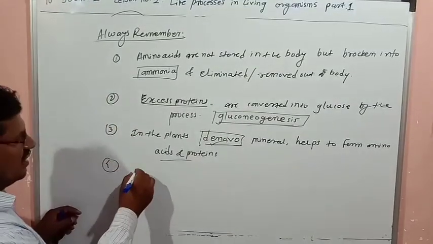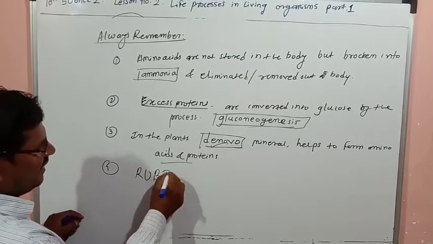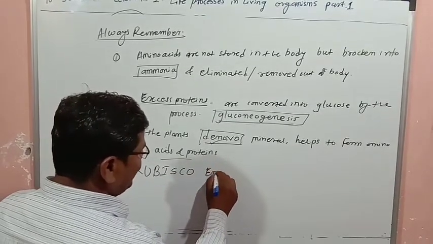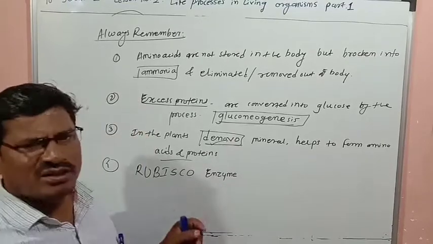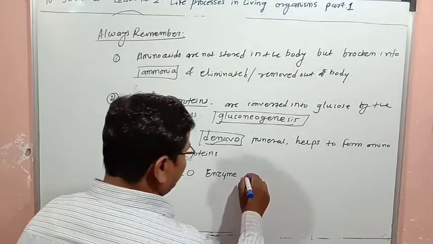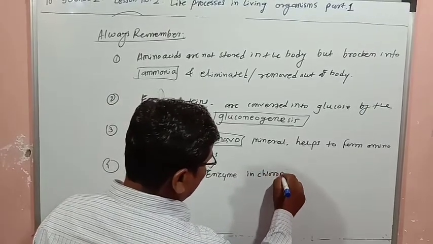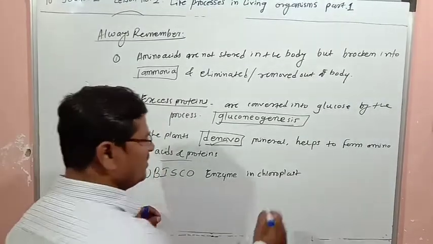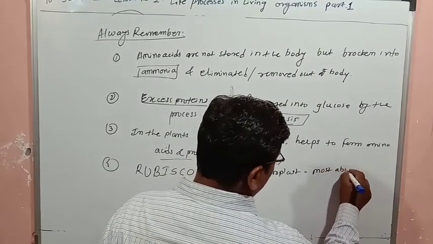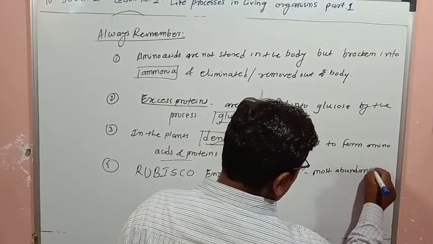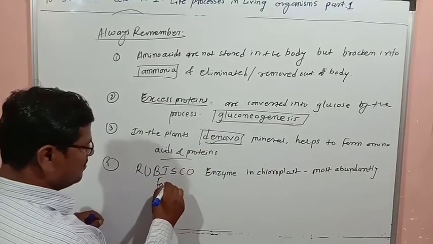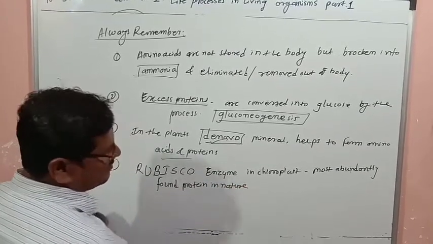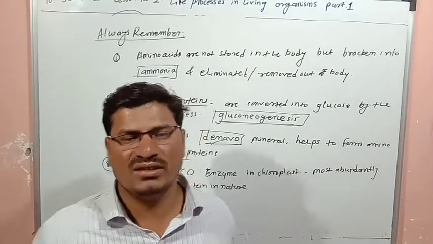And the fourth point is Rubisco. Rubisco is an enzyme, and it is present in the chloroplast, an enzyme in the chloroplast, and it is the most abundantly found protein in nature.